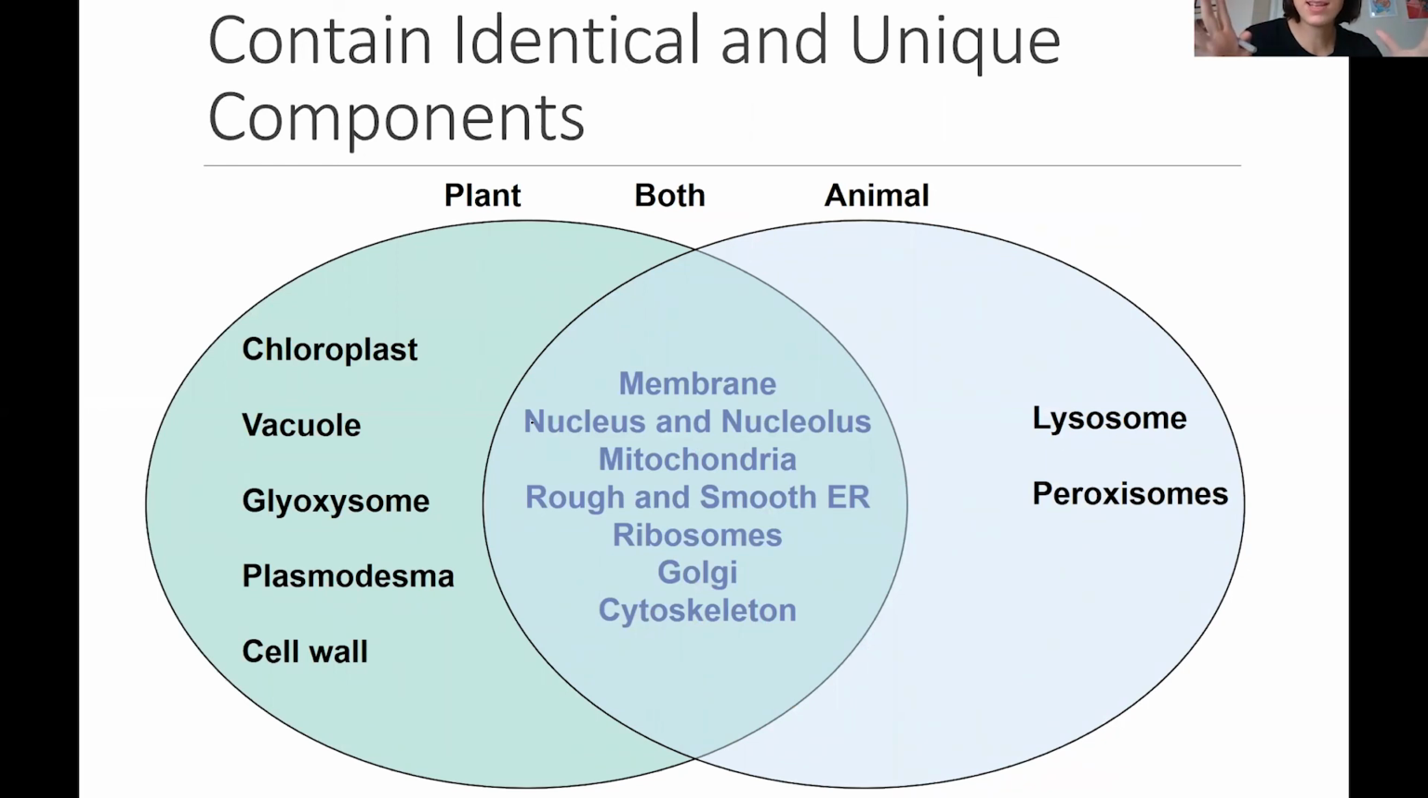So if we were to make a Venn diagram, which I have done here, comparing plant and animal, you can see the organelles they both have: membranes, nucleus, mitochondria, rough and smooth ER, ribosomes, Golgi, cytoskeleton. Animals specifically have lysosomes and peroxisomes, and plants specifically have chloroplasts, vacuoles, glyoxysomes, plasmodesmata, and cell walls.